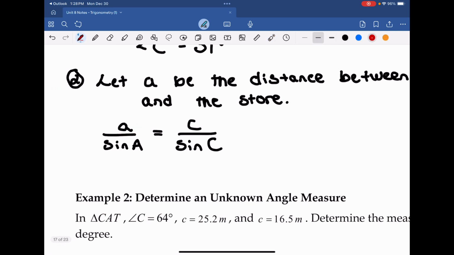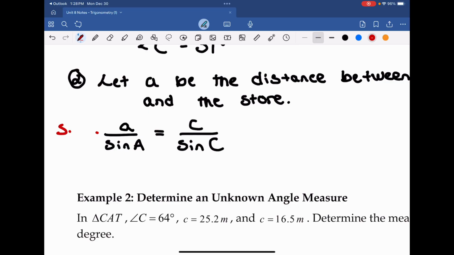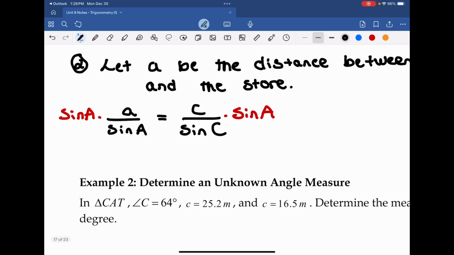Now, we want to isolate this A, so what we're going to do is multiply both sides by the sine of angle A. What this is going to leave us with is A is equal to C times sine of A all over sine C. There we go, and I'm just going to make that a touch neater.